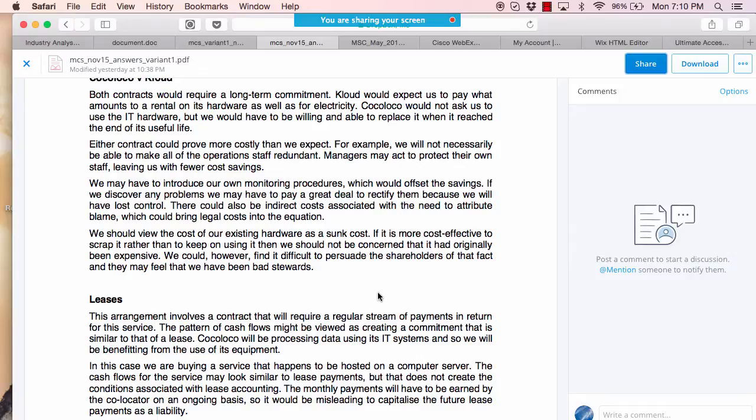That's evaluating a project, but in this case, they're looking at something that they have invested in before, and comparing that with the running cost. That's what's happening here. We should view the cost of our existing hardware as sunk cost. That's what it's saying. If it is more cost effective to scrap it rather than keep on using it, then we should not be concerned that it had originally been expensive.